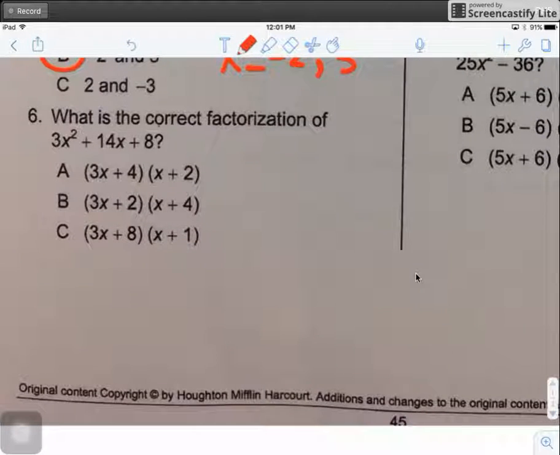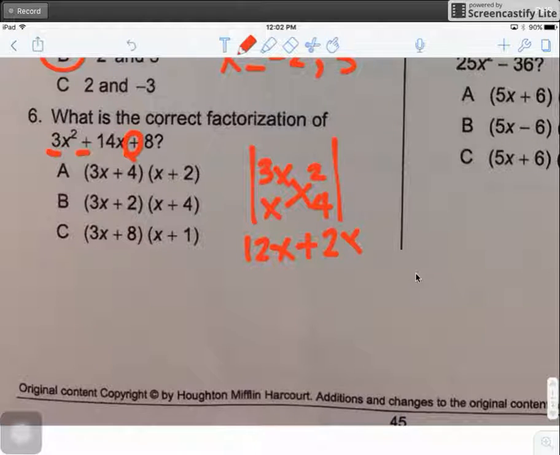Number 6, what is the correct factorization? This one actually has a number in front of the x squared. So we're going to have to use the crisscross spider method. To get 3x squared, we can try 3x and x. And then the signs are the same, and they're both positive. We need two numbers that multiply to get 8, and we need to test this out. So let's just try 2 and 4, because 2 times 4 is 8, and they're both positive. So we need to test this factor. Cross multiplying, I have 3x times 4, that is 12x, and then plus 2x, that's going to give me 14x, which is what I want for the middle term.